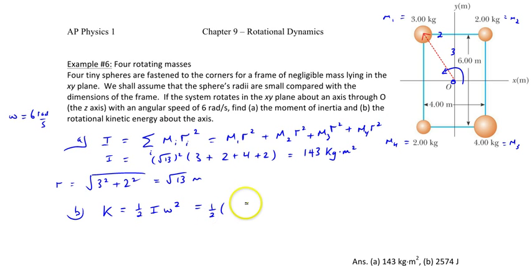So that would be 143 kilograms times meters squared multiplied by the angular velocity, which is given as 6 rads per second, and that is being squared. And that gets us a rotational kinetic energy of 2,574 joules. And that's it for example number 6.